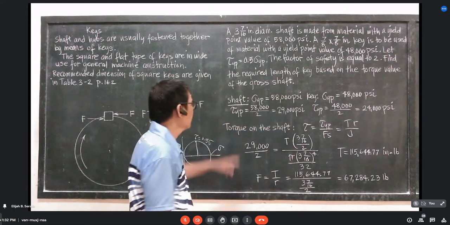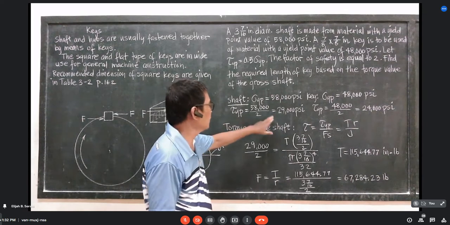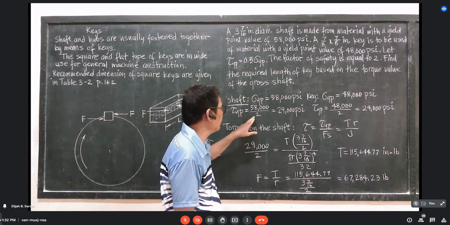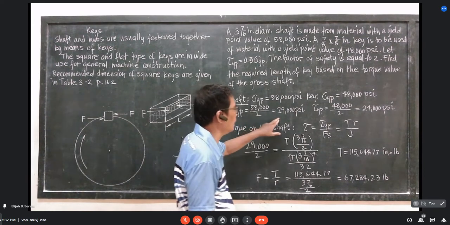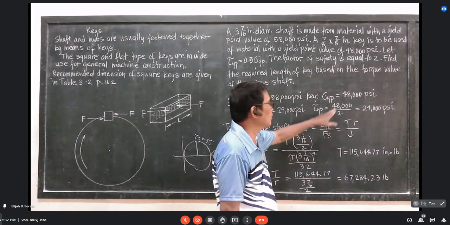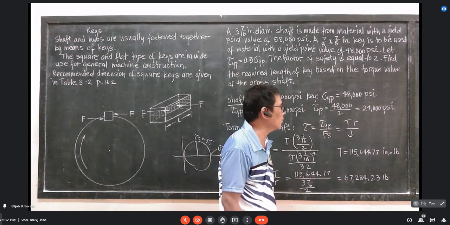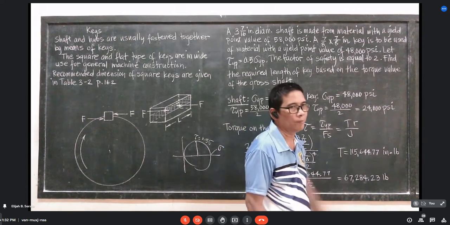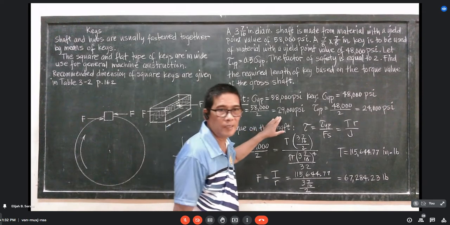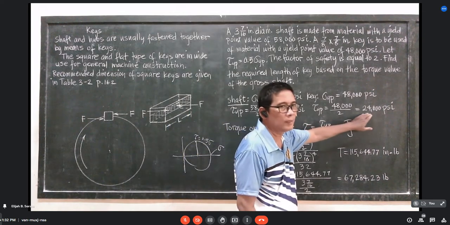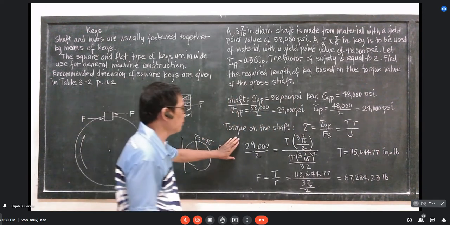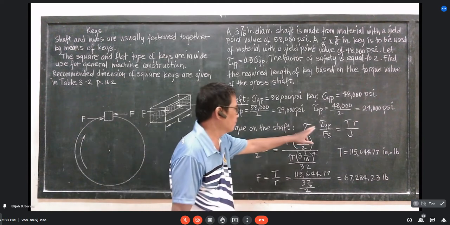So, the yield point for the shaft is 1/2 of the yield point in tension, which is 58,000 over 2, that's 29,000. Now for the key, the yield point is, again, also 1/2 of the yield point in tension, which is 48,000 over 2, which is 24,000 psi. So we have 2 yield points. For the shaft, it is higher than the yield point in the key. So, we substitute values for this one.